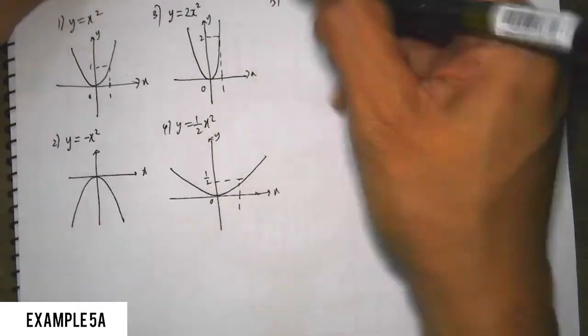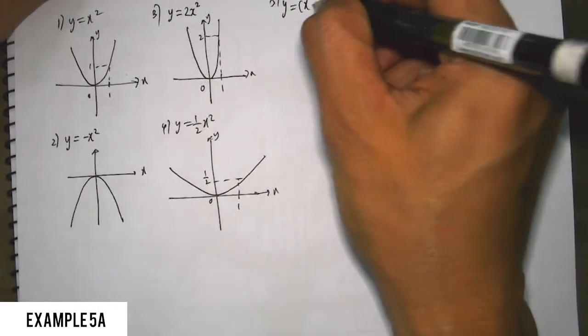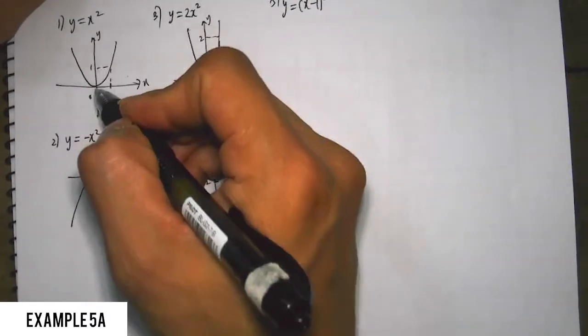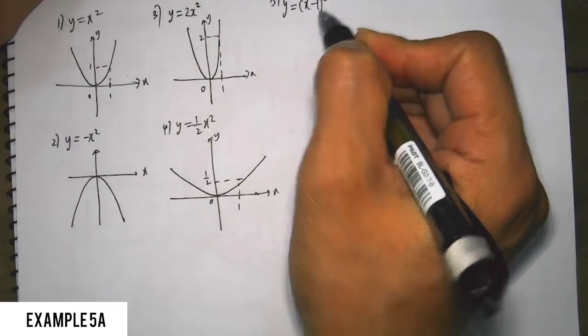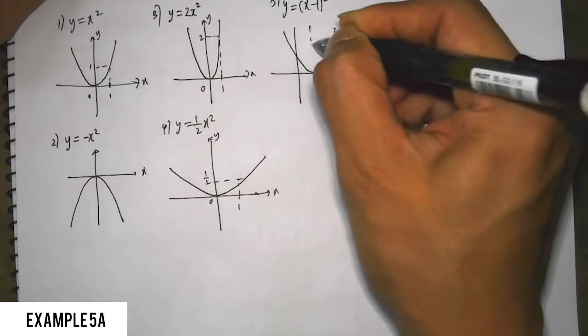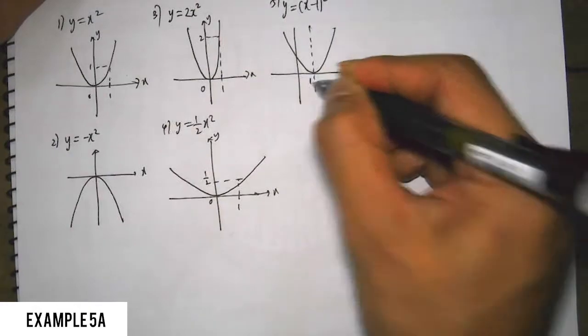More importantly, you need to know what happens when you have (x minus 1) squared. Now, my x initially is here at the center. The moment you minus 1, you are actually shifting the graph to the right by 1.